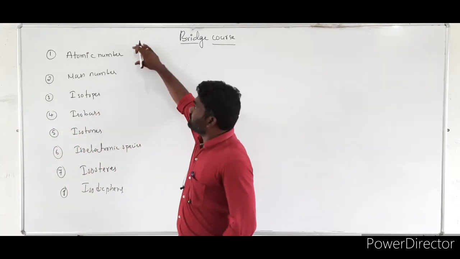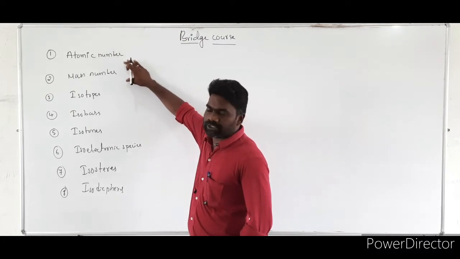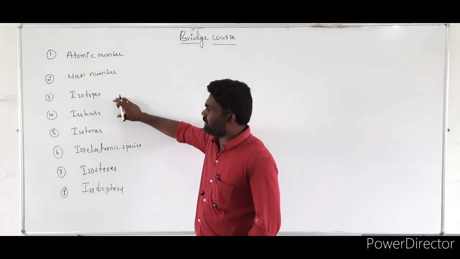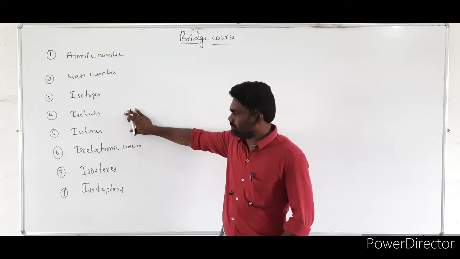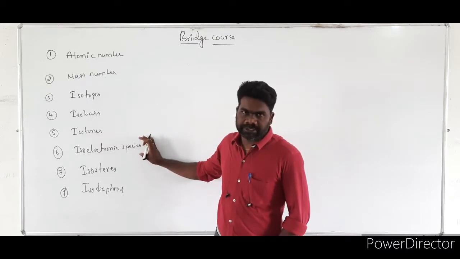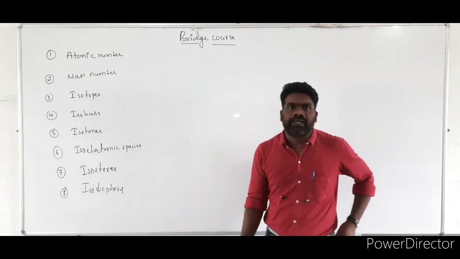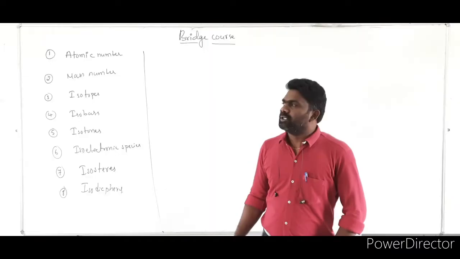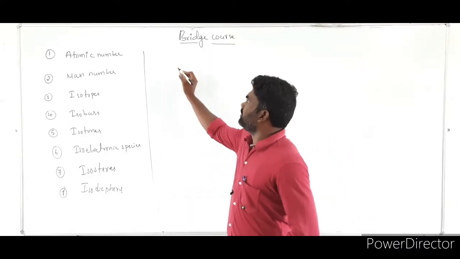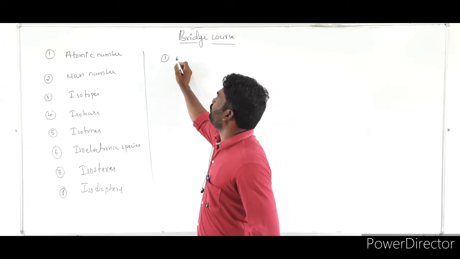Important terms. The first one is atomic number, mass number, isotopes, isobars, isotones, isoelectronic species, isosters, and the last one is isodiaphers. Now let us discuss one by one. Among them, the first one is atomic number.